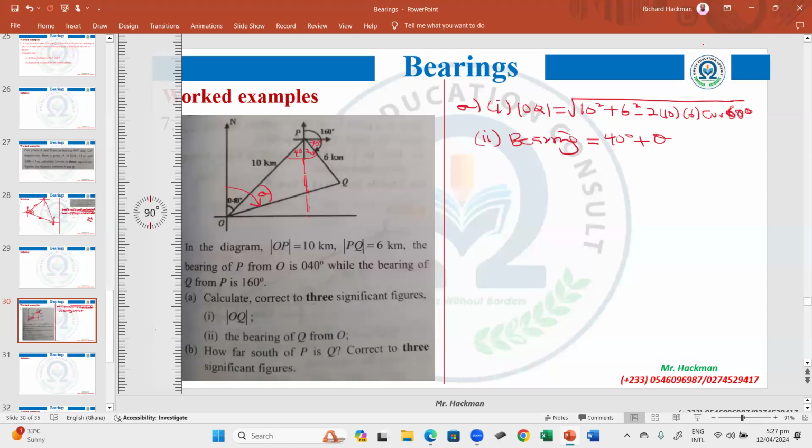I shouldn't have to always spoon feed you. Let me see, tell me how you understand the statement that you have there. How far south of P is Q? Correct to three significant figures. Don't let us waste time.